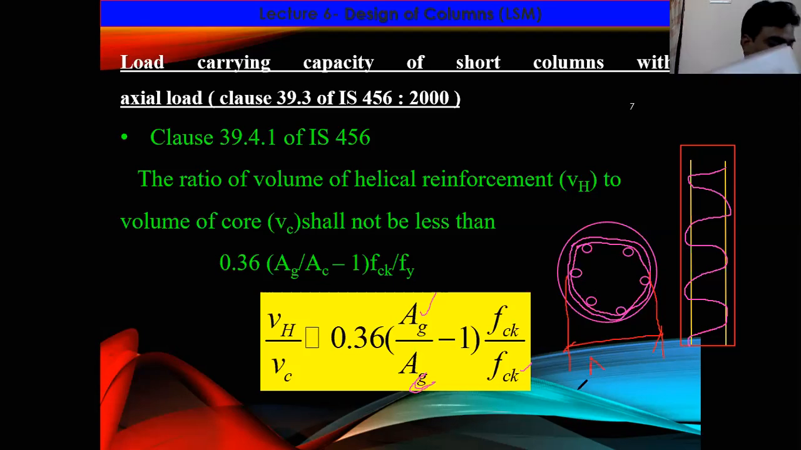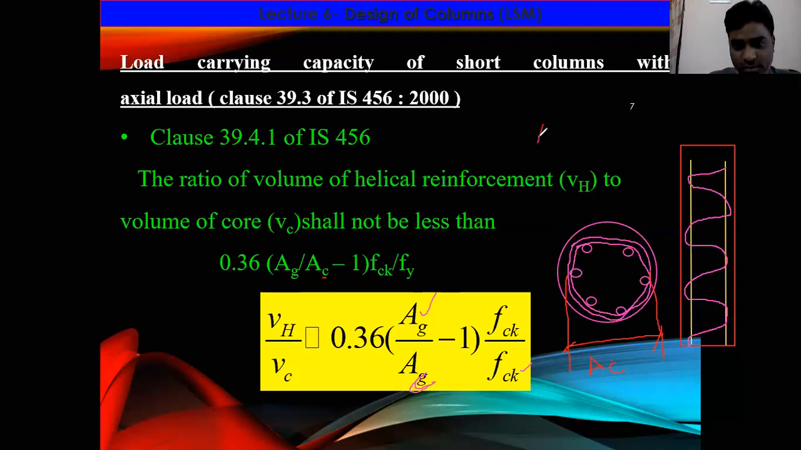This is your A of C. That is what is given. A of C is the area of the core, the diameter measured outer to outer. How to determine this?